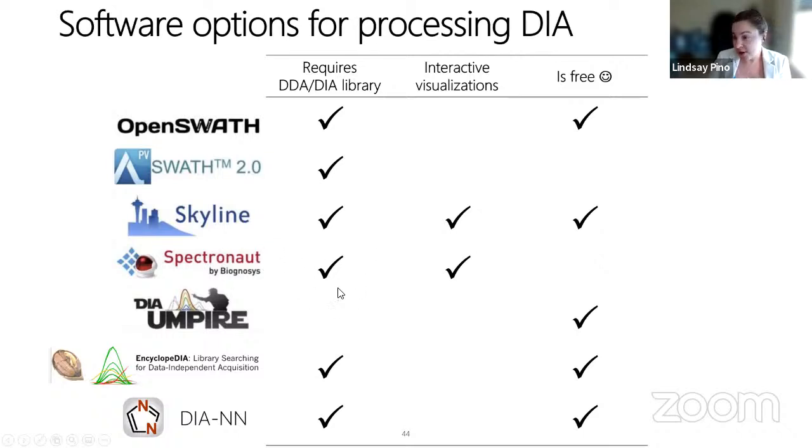Spectronaut, you can use a library or not, and you can interact with your data, but you have to pay a license. DIA Umpire is another popular one, maybe more popular 10 years ago than it is now, but it's also a free option for you. Encyclopedia is the one that I tend to use the most. It does require that you have some kind of library and is free, but you don't really have a good way of interacting with your data.